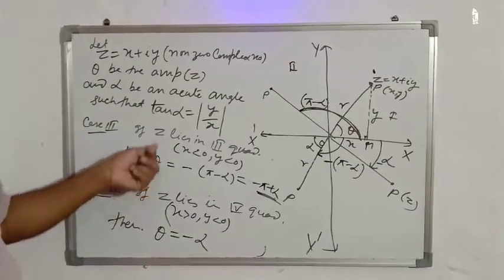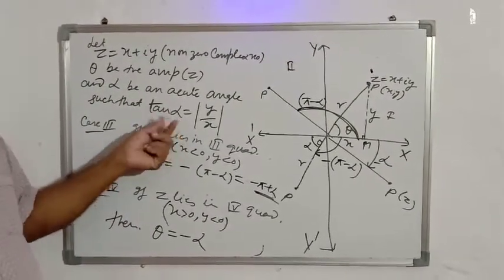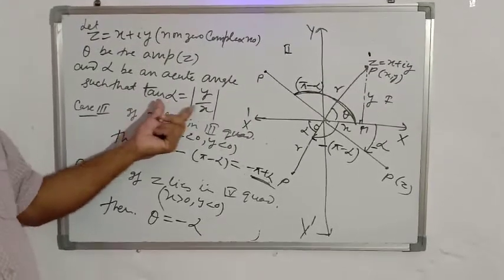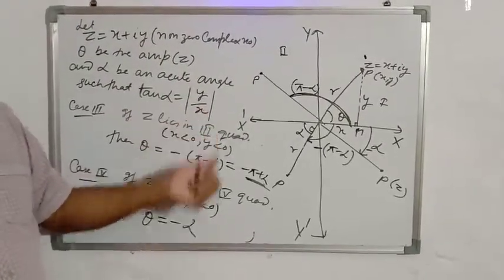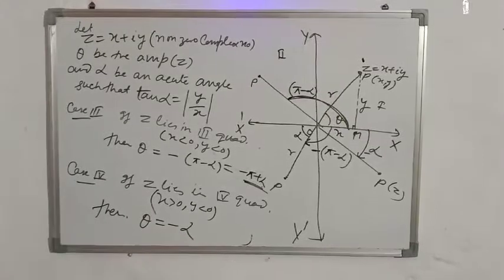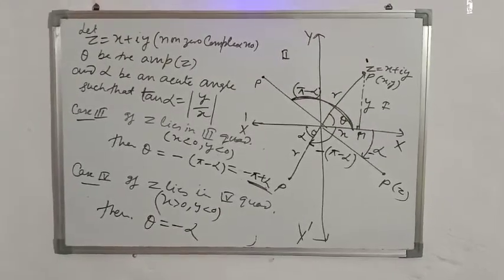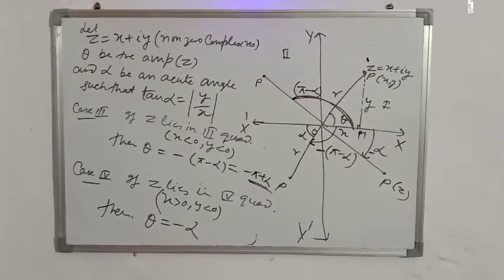So to find theta, firstly we have to find alpha, and to find alpha we will use this formula, tan alpha is equal to mod of y by x. Now we will see some questions, then it will be more clear to you.